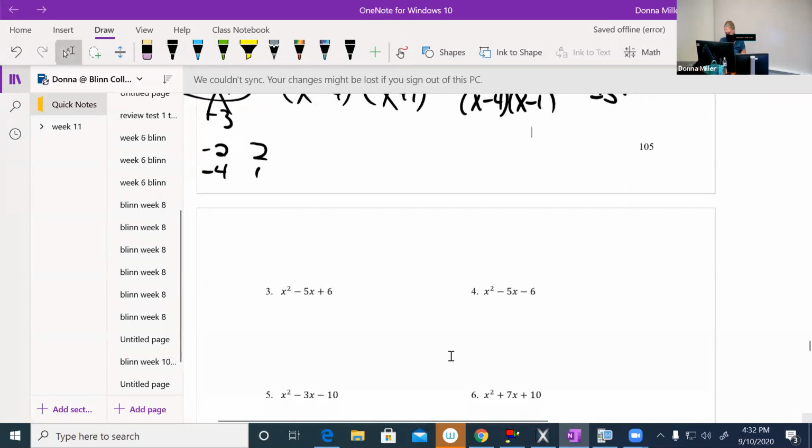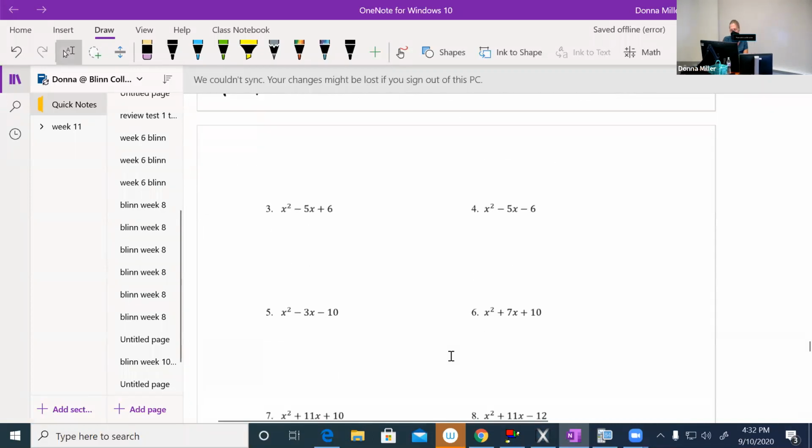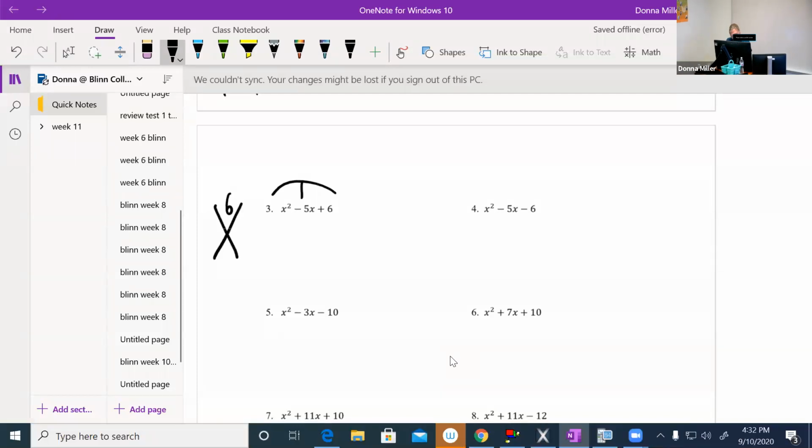So let's try another one. All right. So factors of 6 that add to -5. -6 and positive 3. Good. -3 and -2. That's all I need. Once I got those, I'm essentially done. x minus 3, x minus 2. So write them down.